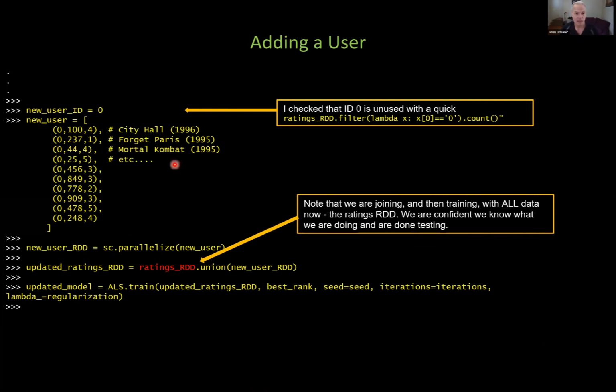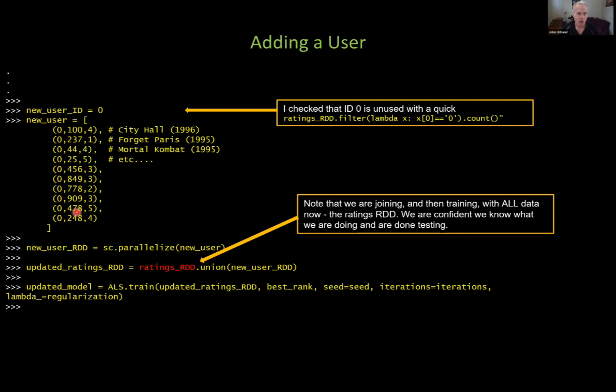So let's go ahead and roll this out to production. Let's put it on the website. So we want to add a new user. Let's make a new user 0 here. By the way, I wasn't sure if there was a user 0, so I went through the RDD and asked, is there any user equal to 0? And I found, nope. No user equal to 0. I'm going to make a new user called 0 here.